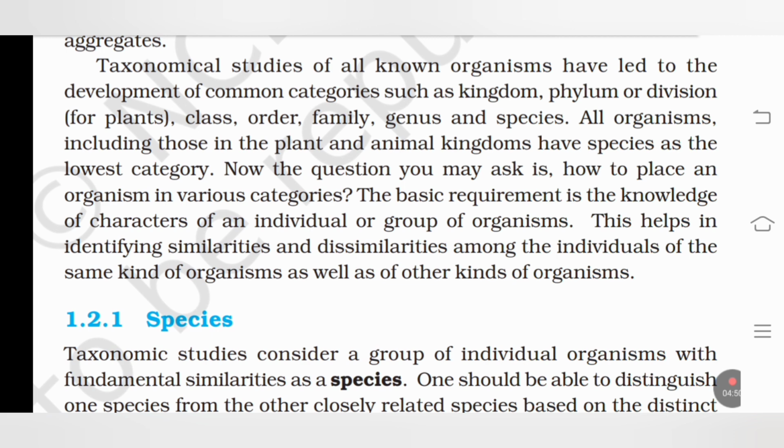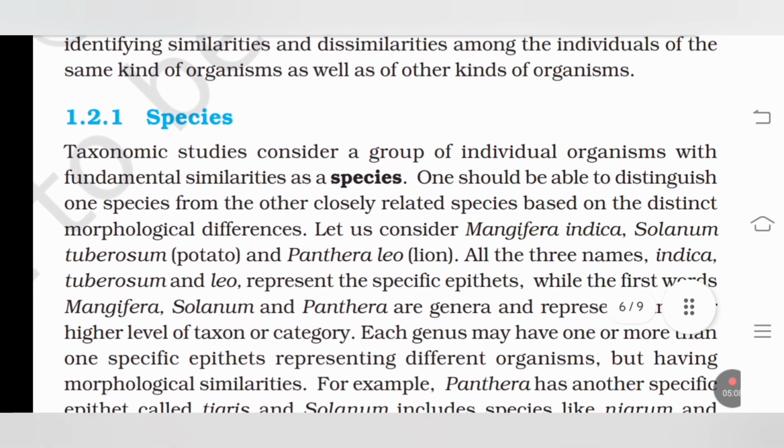Now the question you may ask is how to place an organism in various categories. The basic requirement is the knowledge of characters of an individual or group of organisms. This helps in the identification of similarity and dissimilarity among the individuals of the same kind of organism as well as of other kinds of organisms.